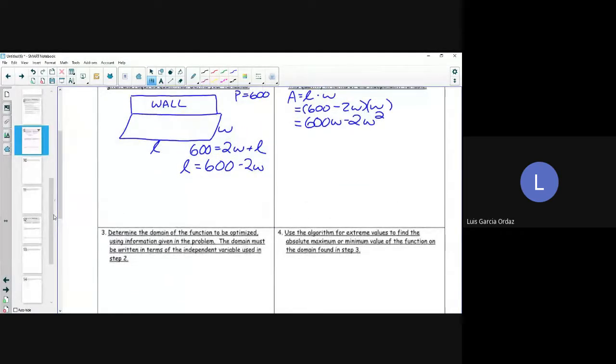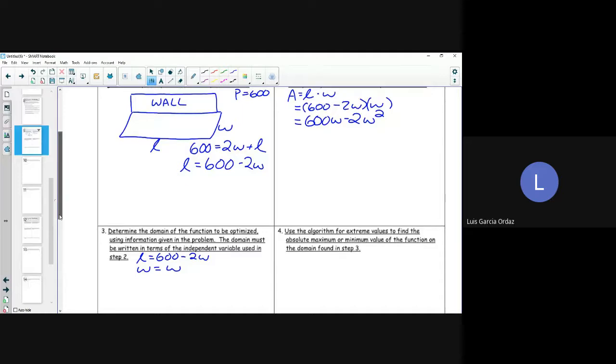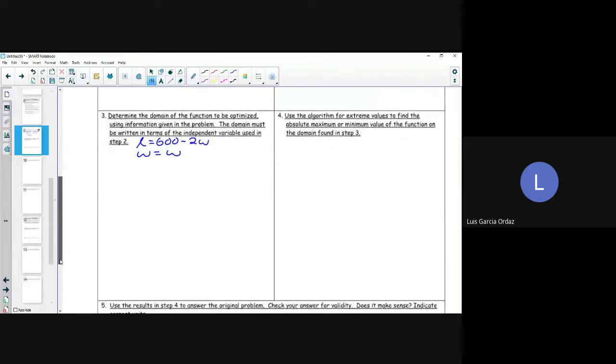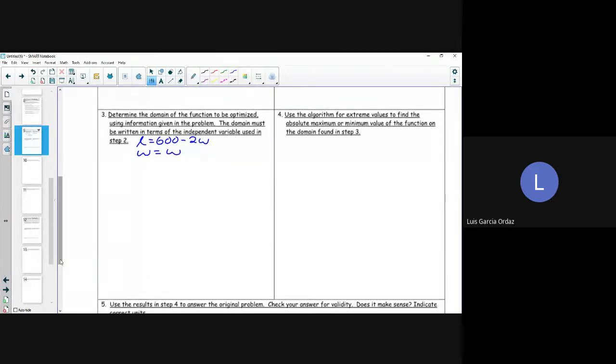So we know based off our area is equal to length times width. We know my length is equal to 600 minus 2w, and my width is just equal to w. Right, my width is just equal to itself. So we need to determine the domain of the function to be optimized using the given problem. The domain must be written in terms of the independent variable used in step 2.